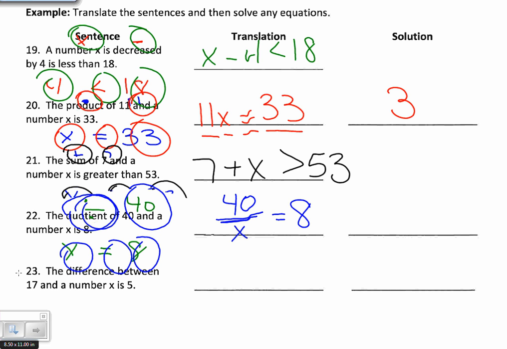For the equal sign, we can translate that and then solve it. So I'm going to ask myself, 40 divided by what is 8? I know the answer here is 5, because I know 40 divided by 5 is 8.